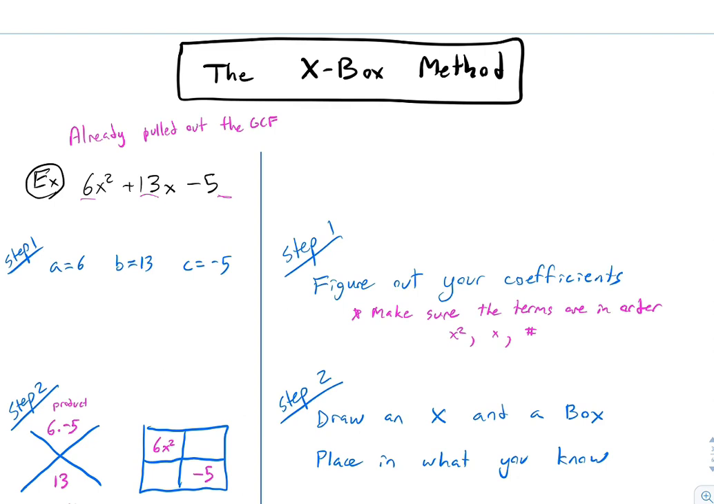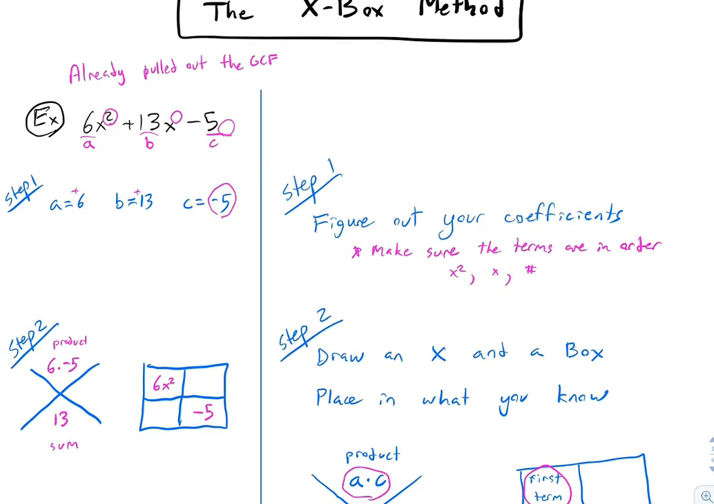Okay, so step 1, we write out all 3 terms in standard form, and we figure out what is our A, what is our B, and what is our C. Okay, they have to be in order from x squared to x to no x's. So A is next to the x squared, B is next to the x, and C is the last number. We absolutely take care of the sign. So this is a -5 and a +13 and a +6. Okay, so we got those squared away.